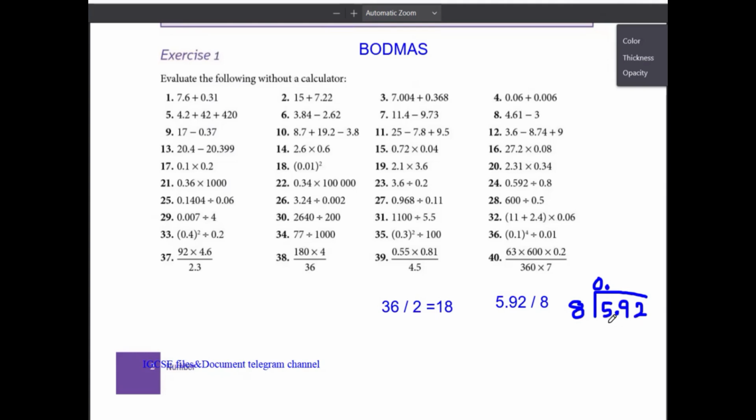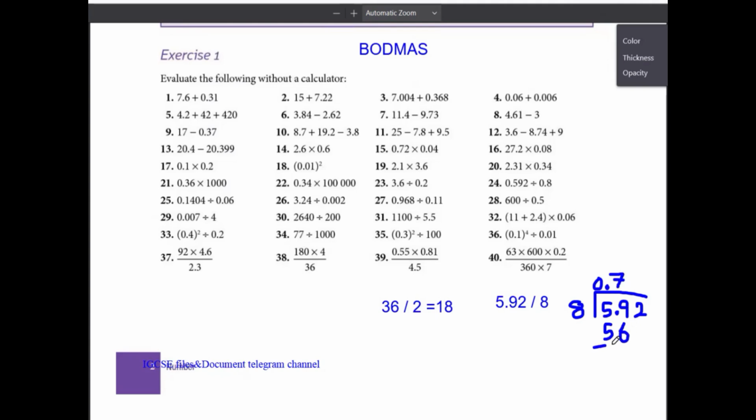Do you have 59 in table 8? No. What is the first number less than 59 that you have in table 8? 58. Do you have 58 in table 8? No. So you look for the first number less than 59 in table 8. 56. Yes, you have 56. So you write the 56 below the 59. And then divide it. 56 divided by 8 equals what? 7.